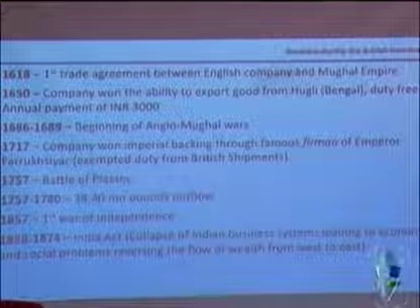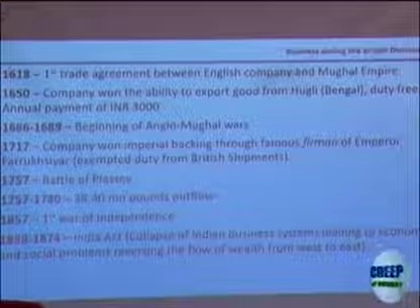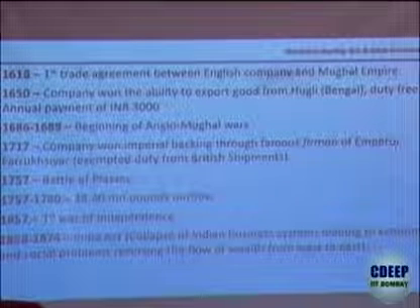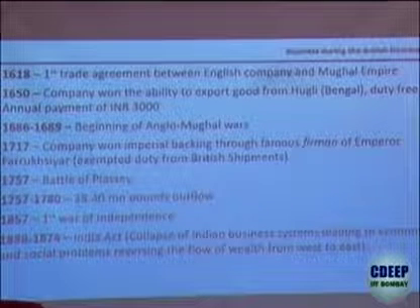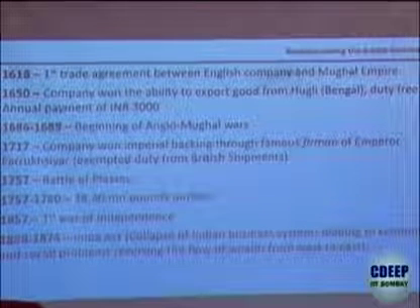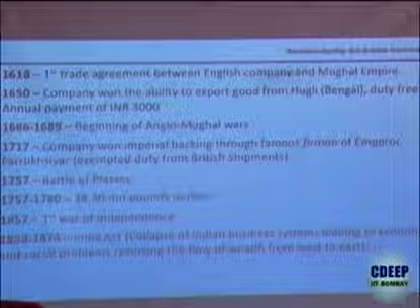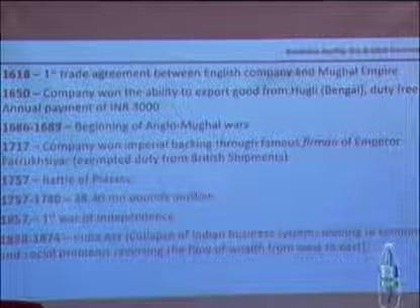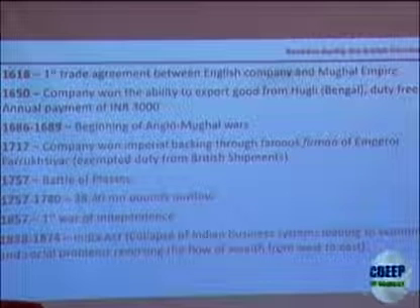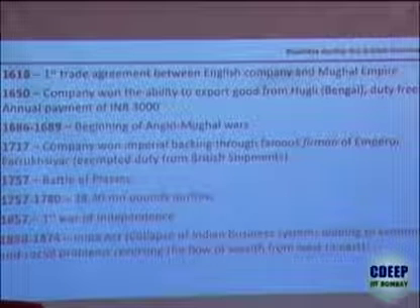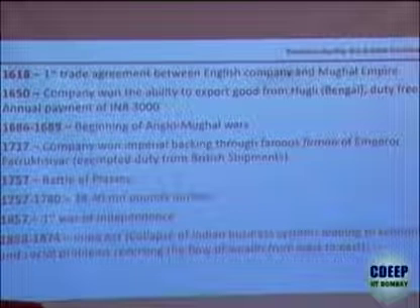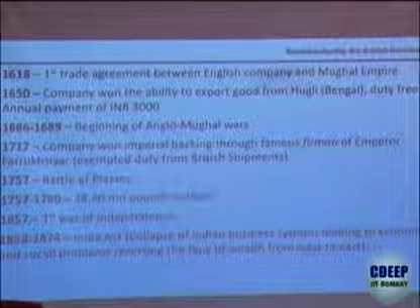When the East India Company was established in 1600, Asia was dominating world trade, led by India. So in 1618, the British East India Company made its first trade agreement with the Mughal Empire, with which it got the ability to export its goods. In 1650, it won the ability to export goods from Bengal at Hooghly port, duty free at an annual payment of rupees 3000.